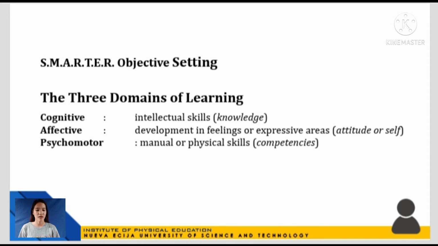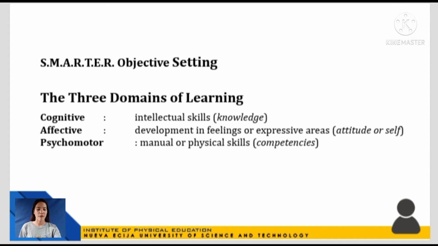In creating objective, there are 3 types of learning based on Bloom's taxonomy. First is the cognitive, second, the affective, and the last, the psychomotor. First, cognitive. Cognitive pertains to the intellectual skills of the individual or the learners. Basically, it focuses more on one's knowledge. So, pag sinabi natin cognitive, nakapokus siya sa intellectual capacity ng learners. So, meaning more on memorization.